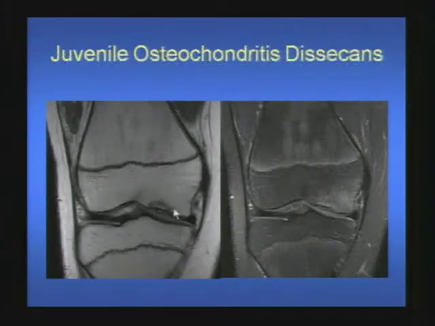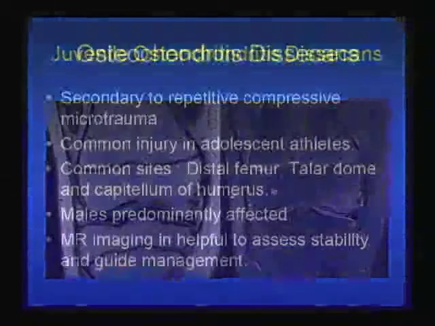MRI of a different patient showing an osseous defect, again in the same location, the lateral aspect of the distal medial femoral condyle, on the T1 weighted images, and on the T2 weighted images, this is the proton density image, showing marrow edema in the subjacent bone at the site of the osseous defect. The cartilage overlying the defect is intact.